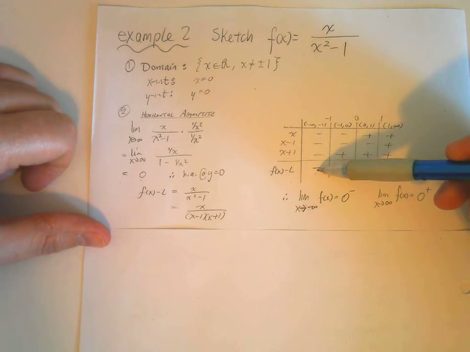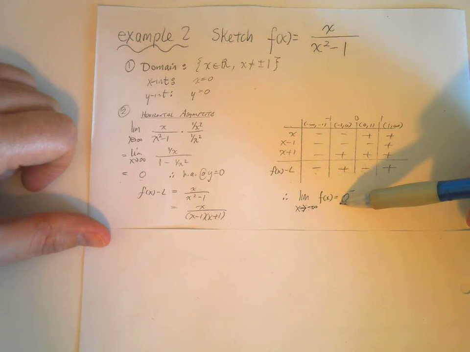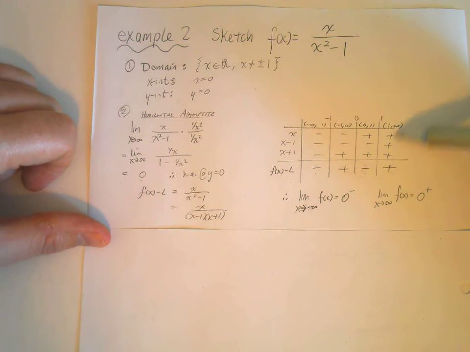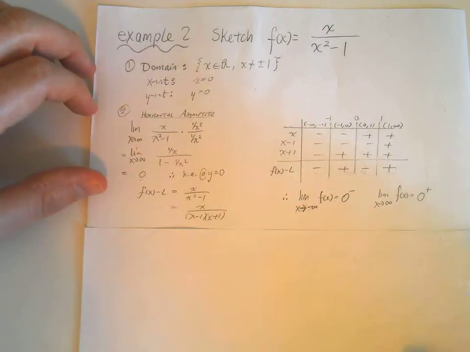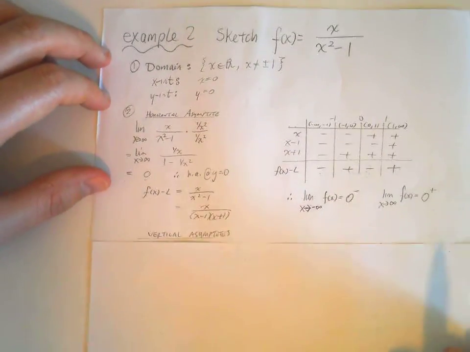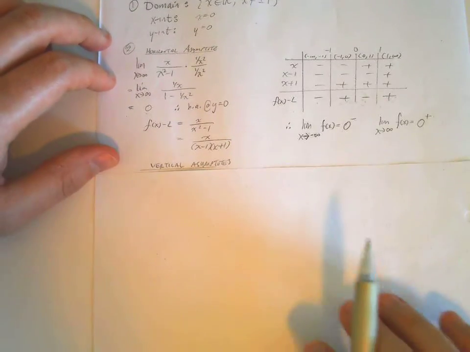because this is saying towards negative infinity I'm below the asymptote, and the asymptote's at 0, so I'm approaching it from below. And then on this side, towards positive infinity, I'm above the asymptote, and my asymptote again is at 0, so I'm a little bit above it. Okay, we'll come back to this chart and talk about how we can use it for vertical asymptotes in a second, but let's do the vertical asymptotes separately.